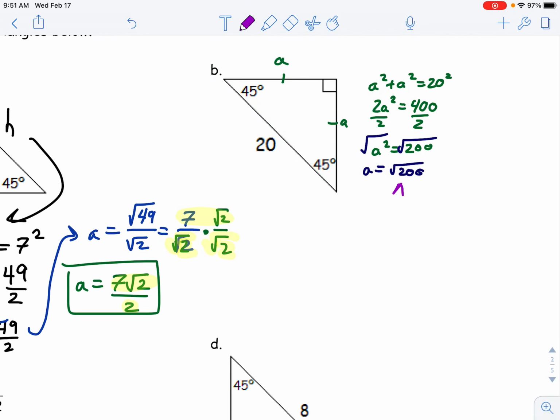What's the largest square factor of 200? Well, that would be 100. 100 is a square. So it breaks up into radical 100, radical 2. So a will be 10 radical 2.